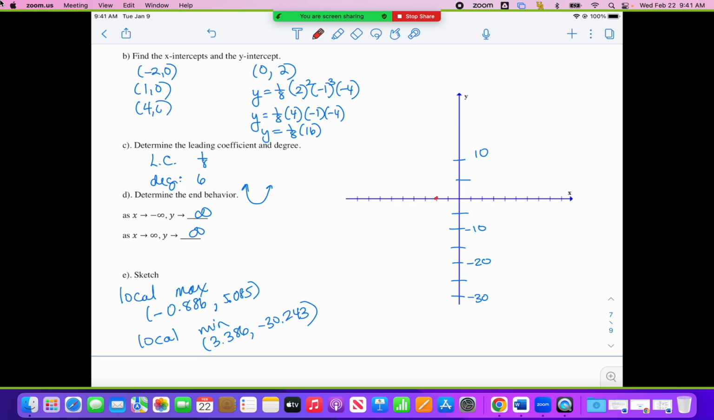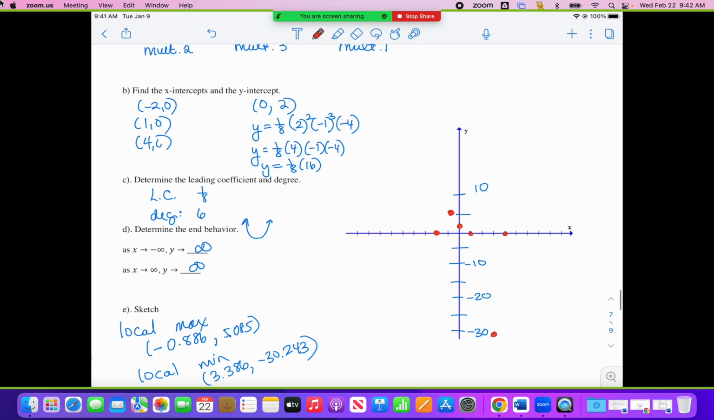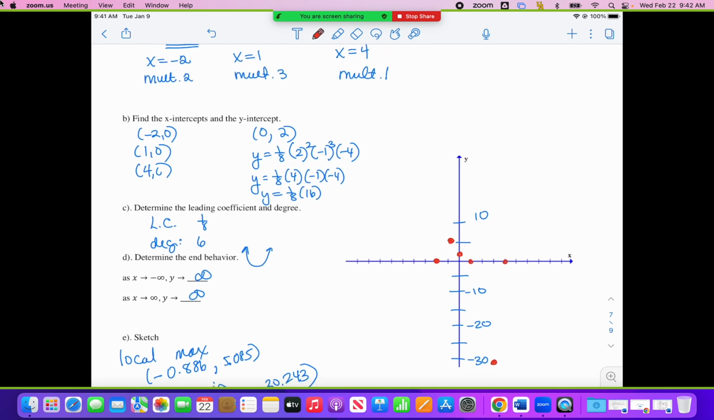So I have (-2, 0), (1, 0), (4, 0). I have (0, 2). And then I have negative 0.886 and a little more than 5 is a max. And this is, be careful, I have a bounce off at 2, negative 2. Now, at x is 1, it flattens a little bit.